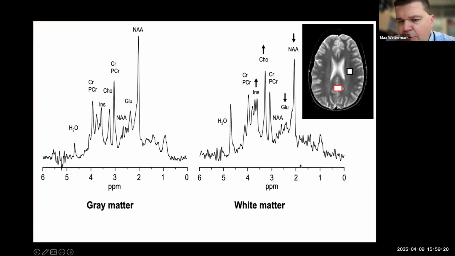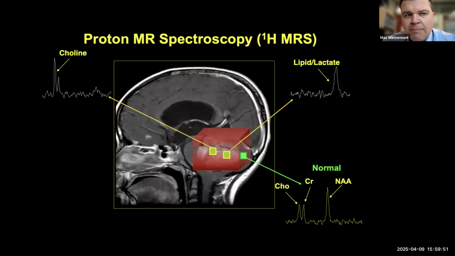For instance, if the frequency differs from the water frequency by 2 parts per million, that's typical of that metabolite called N-acetyl aspartate. If it is different by 3 parts per million, it's typical of creatinine. If it's different by 3.2 parts per million, it's typical of choline. And so that's the way you can basically create those spectrum that we interrogate in spectroscopy.